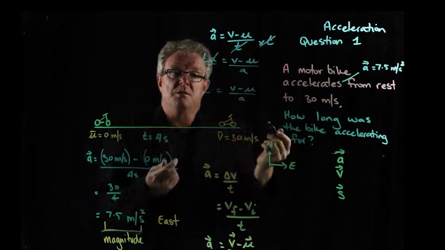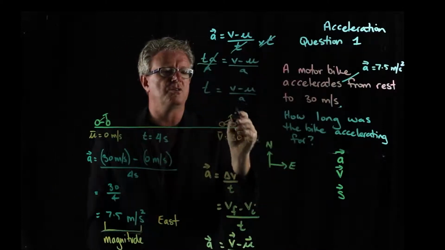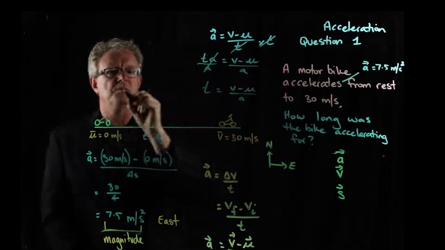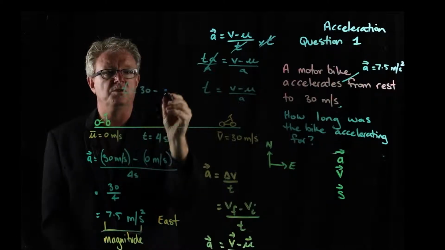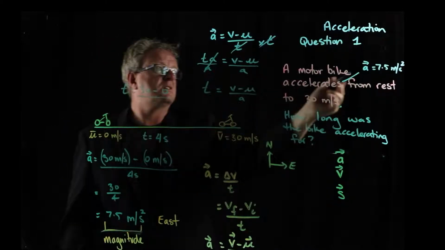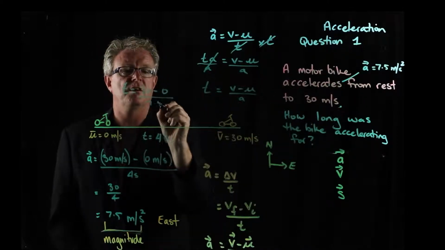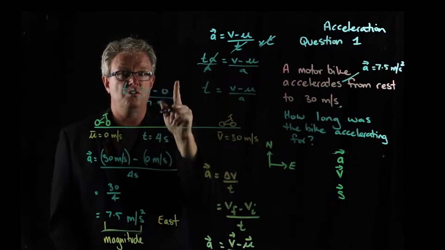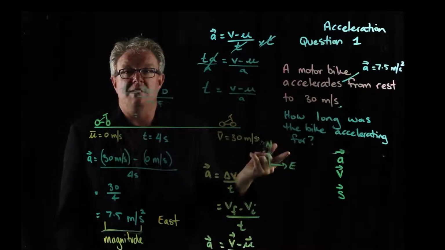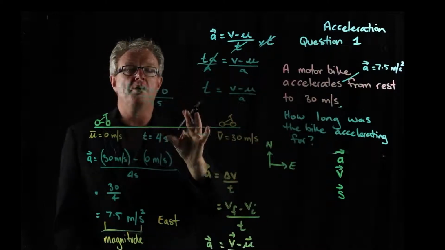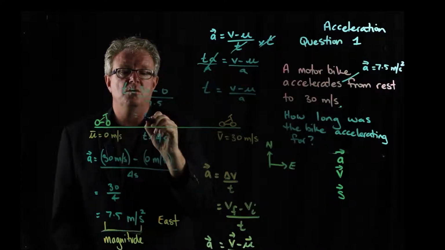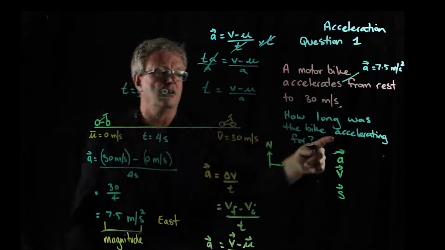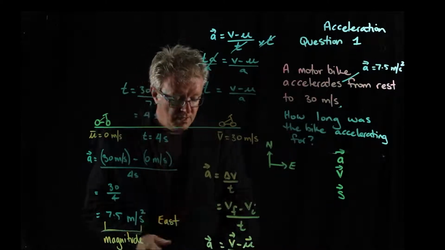Then we just substitute in the values. The final velocity was 30, running out of room, so let's do it over here: 30 minus the initial, which was 0, divided by the acceleration, which was 7.5. And you should end up with the same answer because we use the same numbers. But the whole point of that was to show you how to change the equation around. So your answer would be 4 seconds. That's how long the bike was accelerating for.